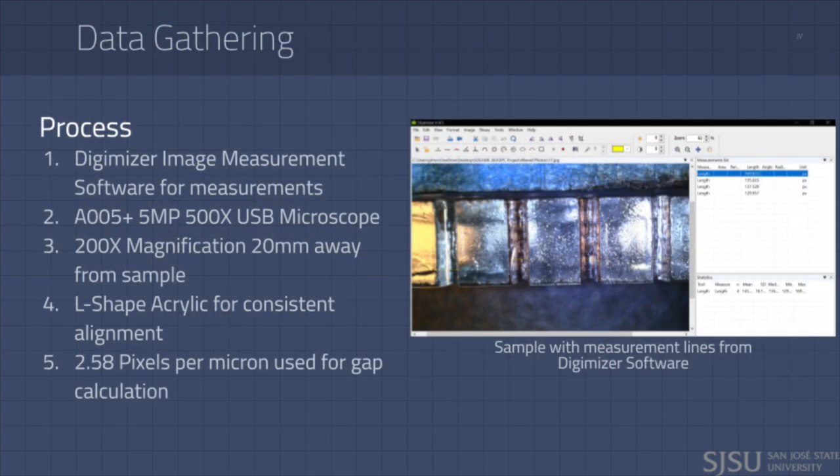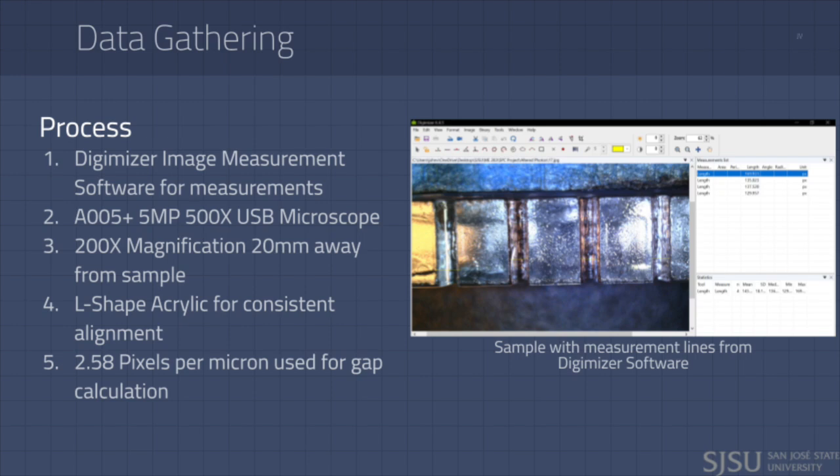For data gathering, we took the 16 samples made with the laser cutter. Each sample had 4 cuts etched into them by the laser. These would be our subject for the kerf width measurements. The kerf width measurements were taken using open source software called Digitizer that would create a length value in pixels. We used a 5 megapixel magnification handheld microscope loaned to us by Professor Lee.